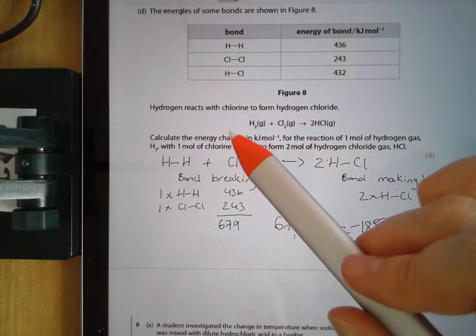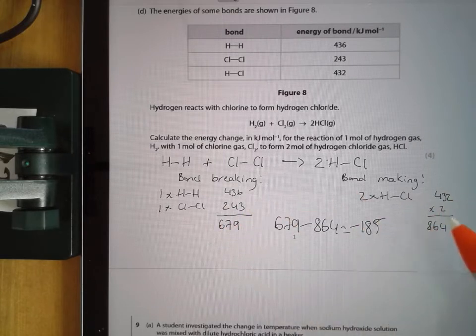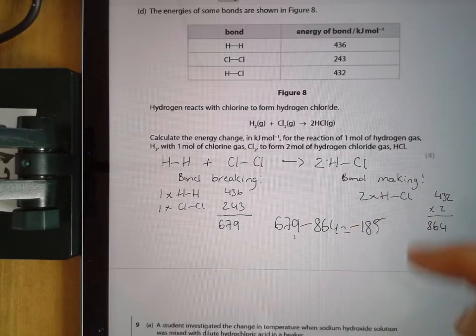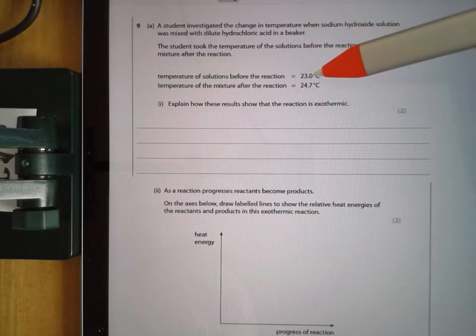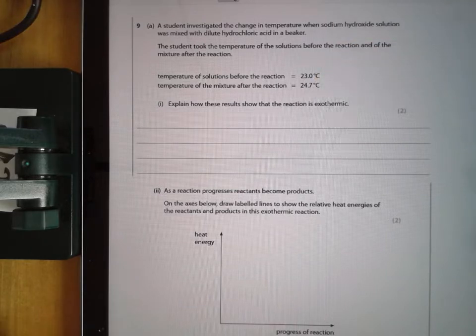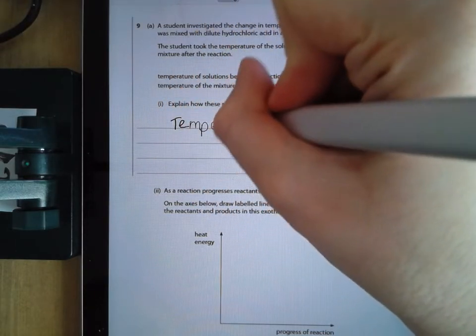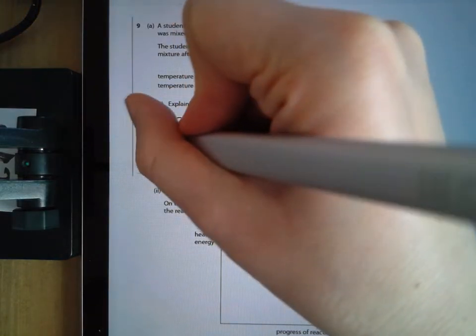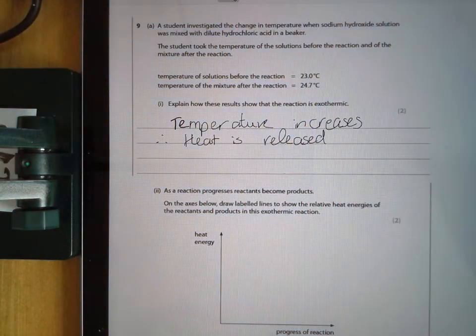So you are asked to just calculate the energy change, which we have done. You'll get a mark for calculating this value, another mark for calculating this value, a mark for plugging these numbers into this equation, and then a mark for having your final answer of minus 185. The next one, you're given a reaction, and it tells you the temperature at the start and the temperature at the end. How do these results show that the reaction is exothermic? You will say the temperature has increased. You're going from 23 to 24.7. Therefore, heat is released. And if heat energy is being released, it's an exothermic reaction.